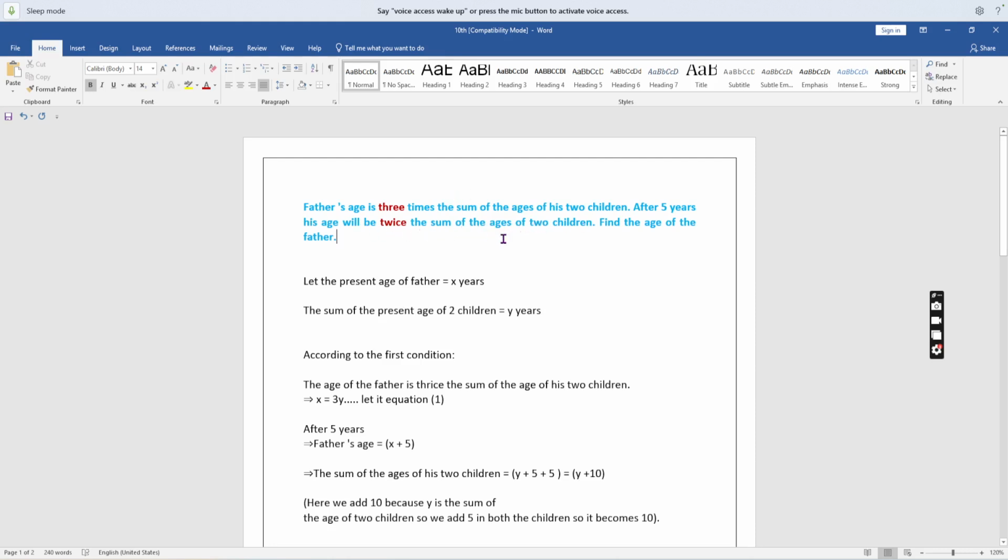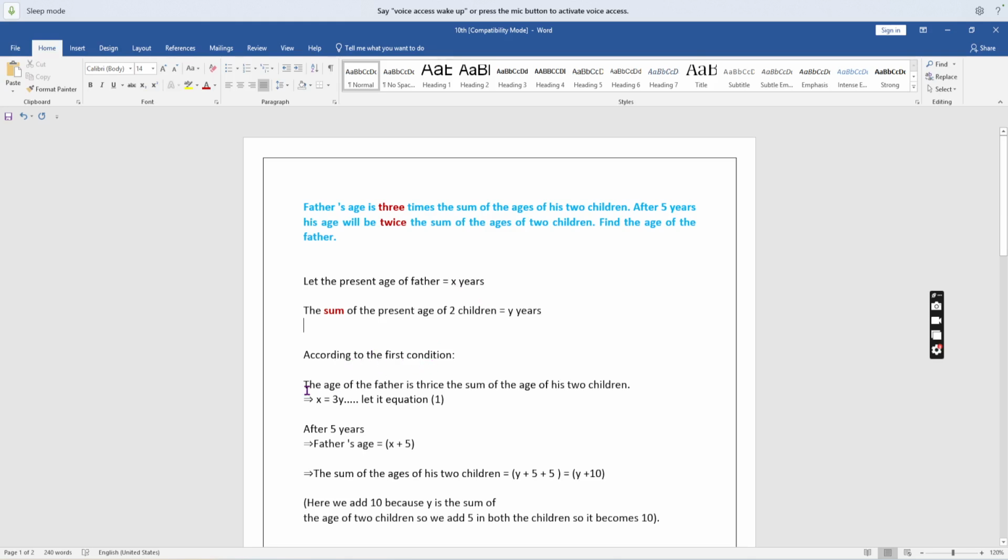Here it is assumed that there are three variables, three persons, two sons and one father. But as it is a chapter of two variables, we are going to convert these three variables into two variables only. So we are going to let the sum of the ages of two children be y only. Let the present age of father be x years. Sum of the present ages of two children would be y years. That is what we have assumed here.